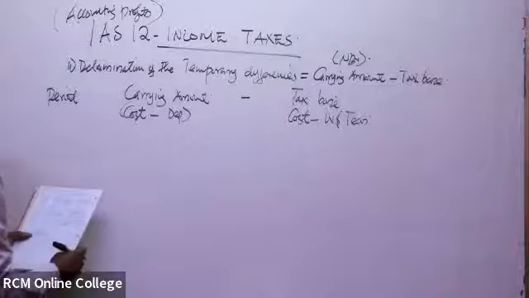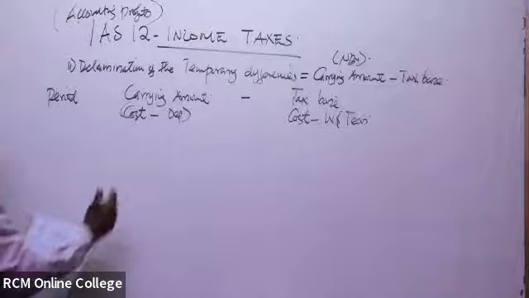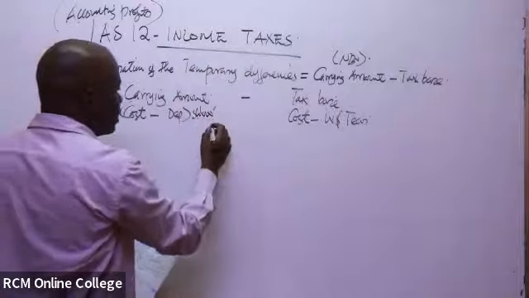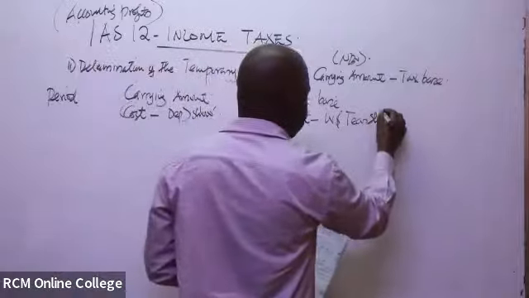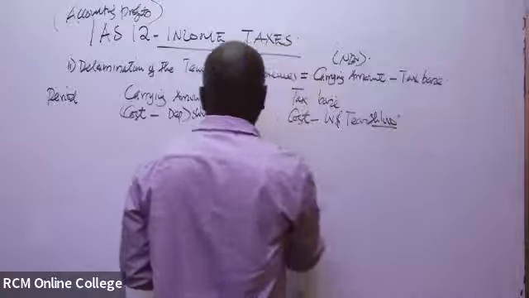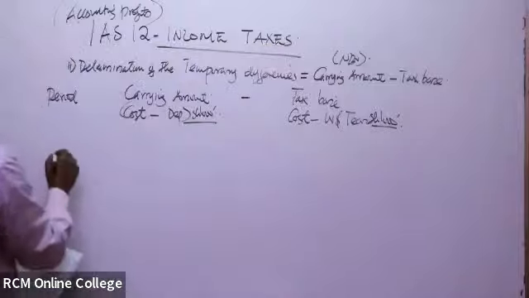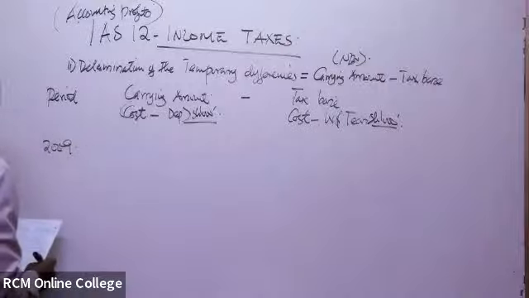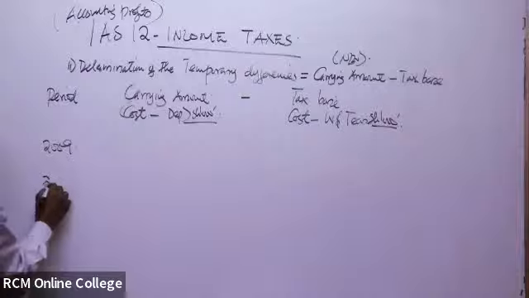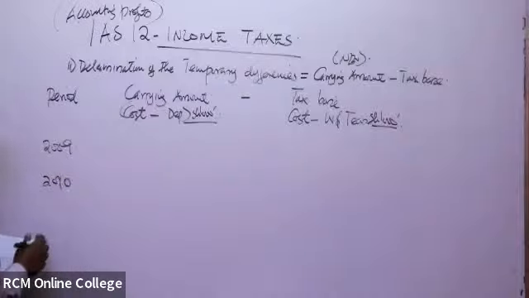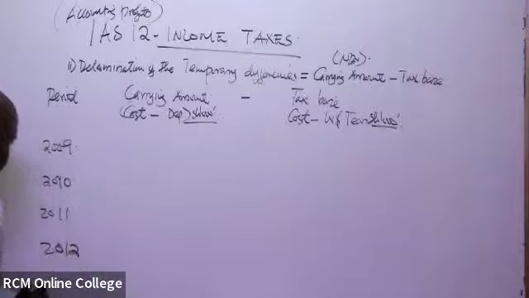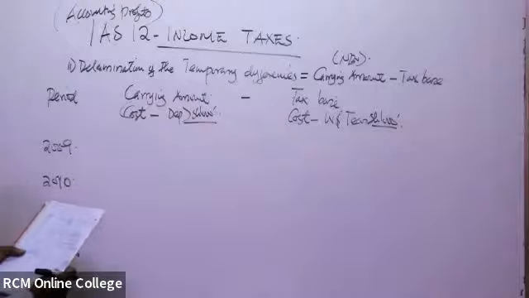So remember, our figures actually were in thousands. So don't forget that. We have, in this case, 4 years: 2009, 2010, 2011, and 2012.